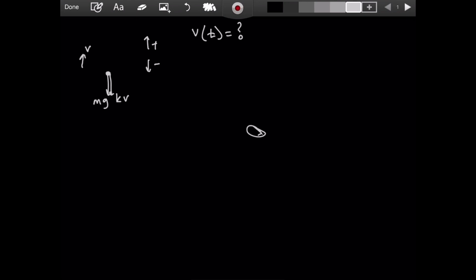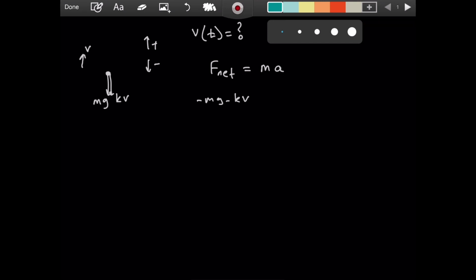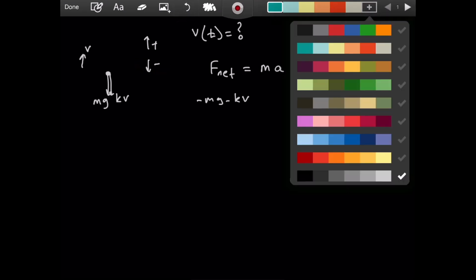So how can we start? Well, the best way to start is by writing the net force. So we will say F net is equal to, using Newton's second law, which I proved in a previous video. You can find it from the cards right now, also from the descriptions part. This is equal to mass times the acceleration. Now, F net in this case is going to be minus mg minus kv. And why do I put the minus? Well, because I chose downwards as the negative direction. That's the only reason for the negative sign.